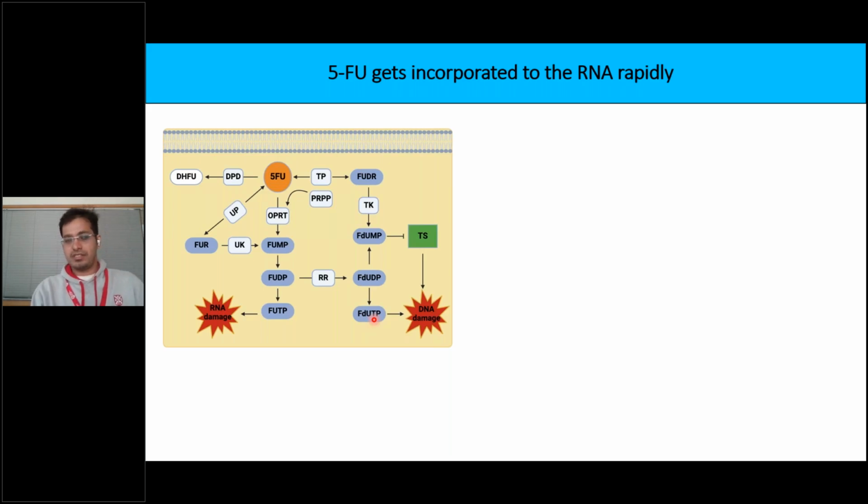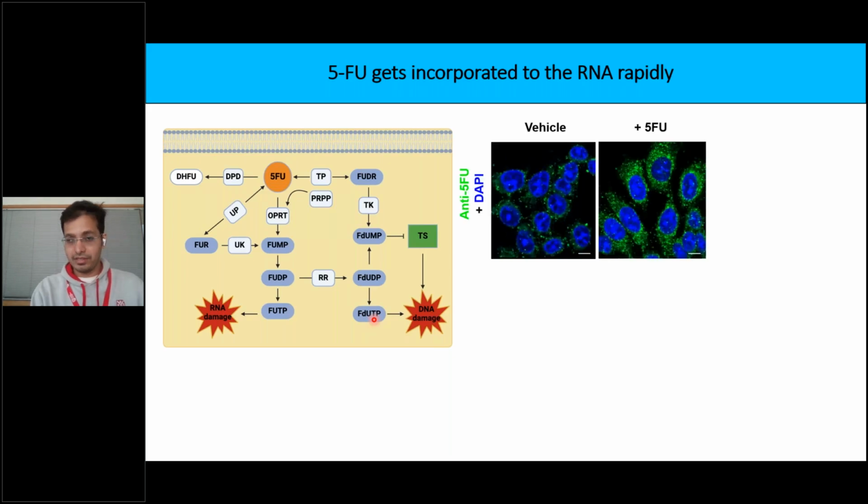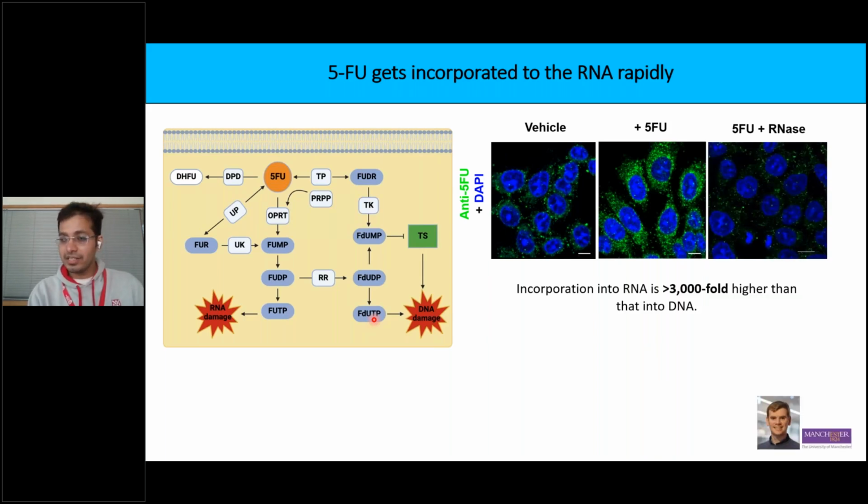We started to see how 5-FU gets incorporated into the RNA. To do that, we did a simple immunofluorescence study. We treated the cells with 5-FU, and within 30 minutes we probed with an antibody specific for 5-FU, and we could see extranuclear localization of 5-FU all over the cytoplasm. To confirm the RNA incorporation, we treated the cells with RNase, and the level of fluorescence went significantly down. So it shows that the incorporation into RNA is very rapid, and quite higher than that of DNA.